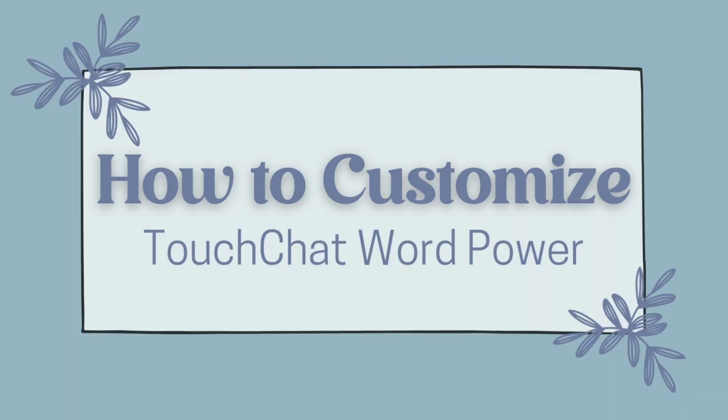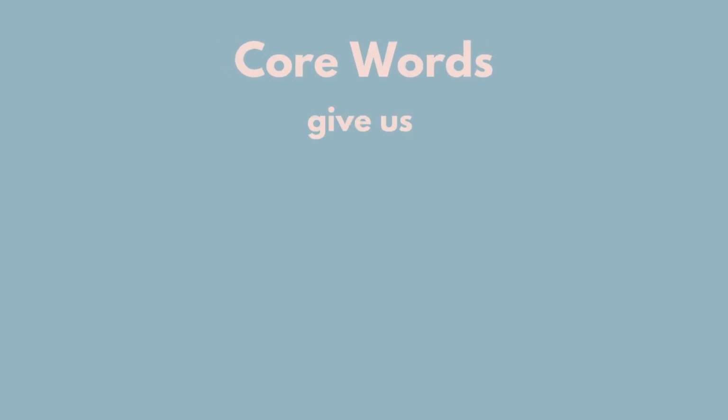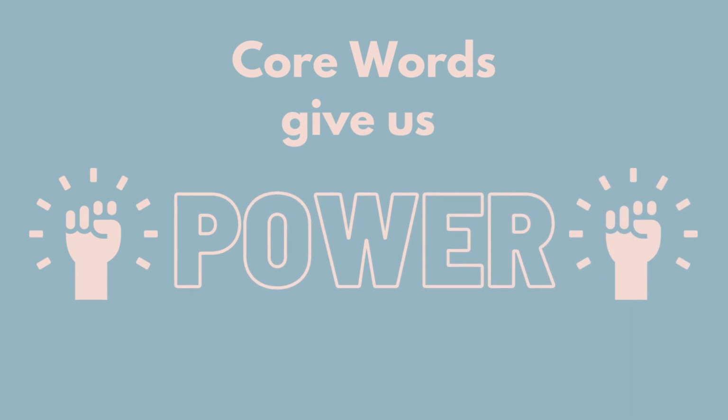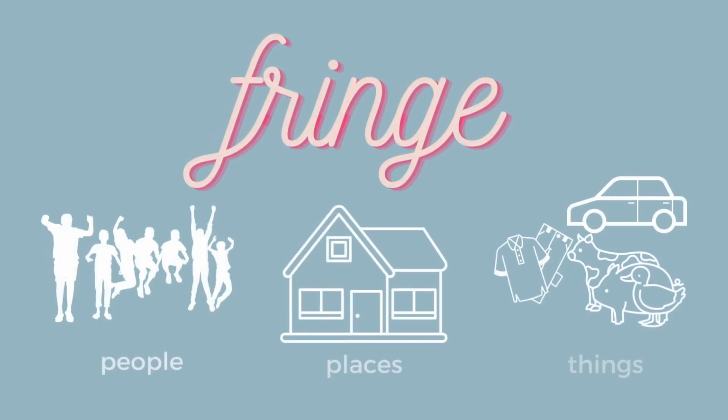Many apps like TouchChat come with lots of great vocabulary already programmed in. Here, we already have a robust selection of both core words and fringe words. Remember that core words are the words that give our language power, and most of our highly used core words are available on the home page. And then fringe words are nouns.